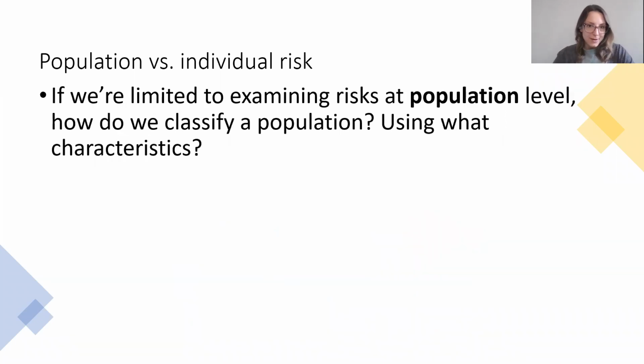So if we're limited to examining risks mostly at the population level, especially when we talk about the context of health geography, well, how do we actually classify a population? What kind of characteristics do we use? What do you guys think? What kind of characteristics might we use to group individuals together into populations? You could classify them by scale, yeah, so by different geographies, by age, certainly, gender, income. Yep. Yeah, you guys all have the right idea. Socioeconomic status, absolutely. Great.